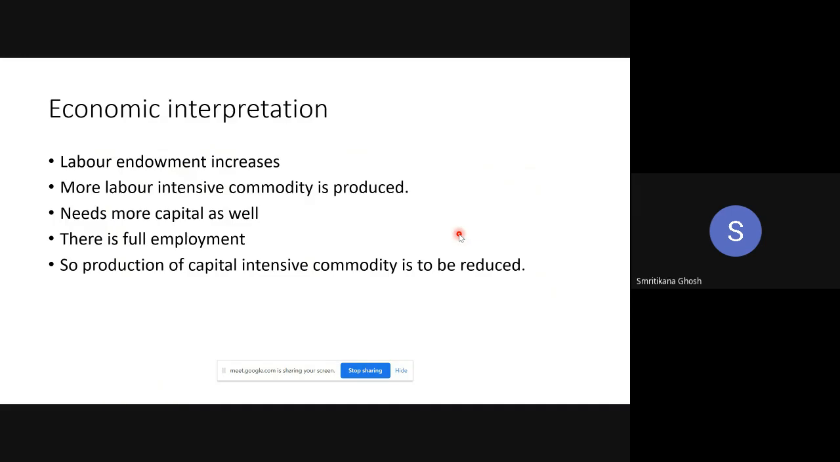Now look. This is what is written here, which I already explained. Look at these bullets, you can understand it now easily. Say labor endowment has increased. So more labor intensive commodity is produced now. To produce that labor intensive commodity, you need more capital, because you need both the factors to produce a commodity. So there is full employment. So production of the capital intensive commodity has to be reduced. Then only you will have some extra capital which you can employ in your labor intensive commodity production. Okay, so this is all about the Rybczynski theorem.